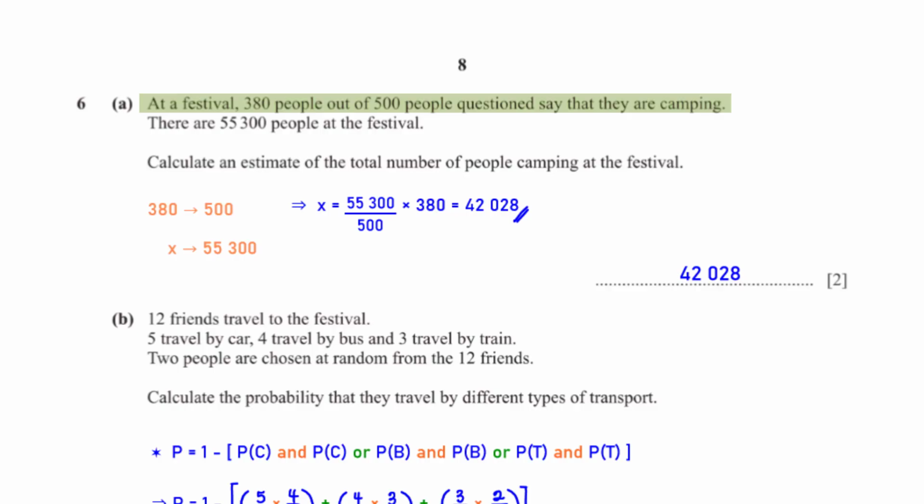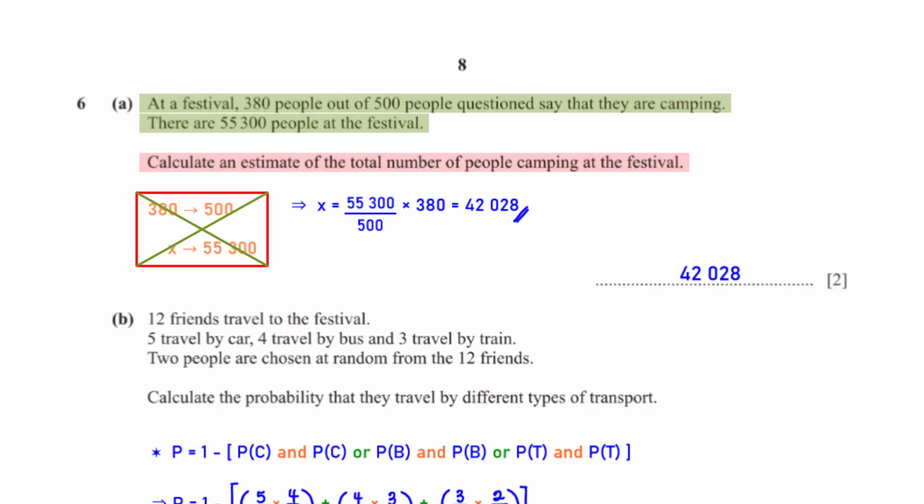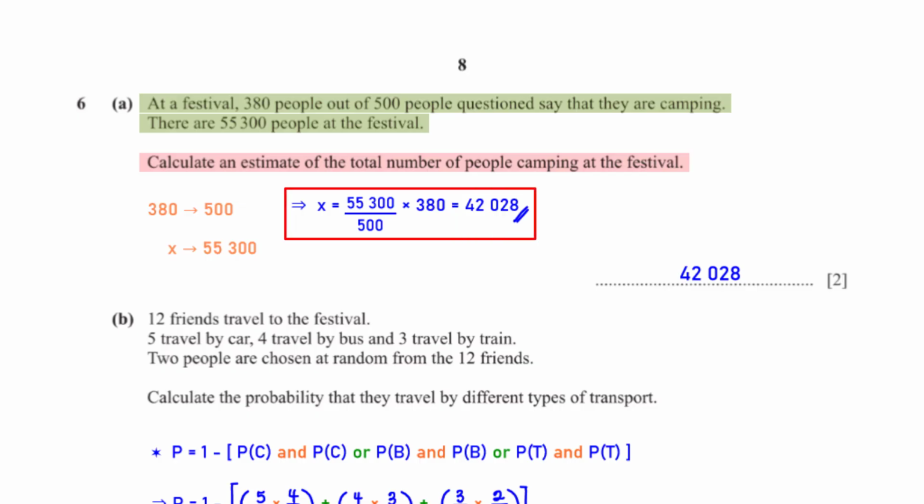At a festival, 380 people out of 500 people questioned say that they are camping. There are 55,300 people at the festival. Calculate an estimate of the total number of people camping at the festival. If out of 500 people, 380 are camping, then we want to find the expected number of people camping at the festival, which has a total of 55,300 people. This is what we are calling X. When we cross multiply and make X the subject, this is what we get, which is equal to 42,028.